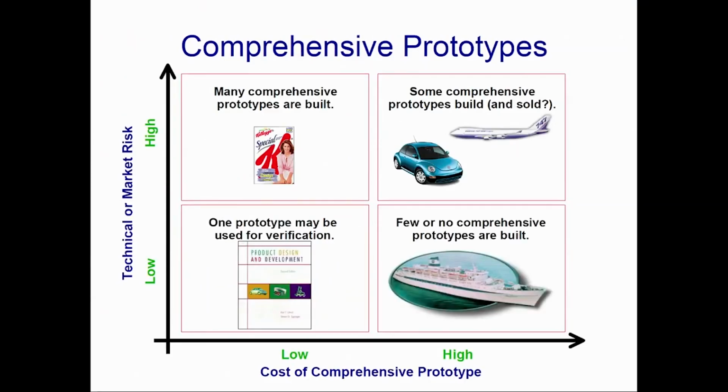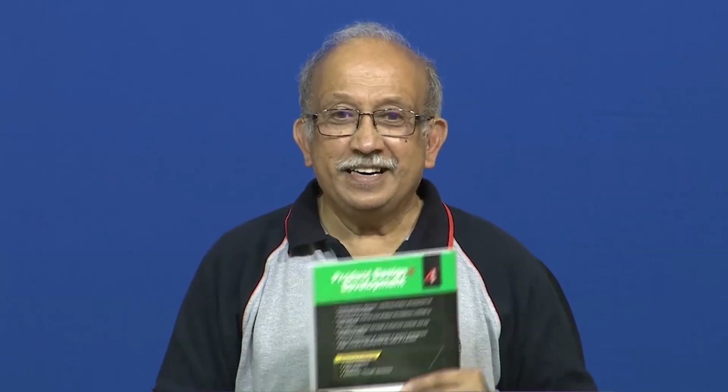So, we have technical or market risk versus cost of comprehensive prototype. You can read the matrix yourself. When the market risk is low and cost is low, take this book itself. In this case it is not so much about the contents, because contents are well known. It is more about the format, the picture, how well it is done. This is widely used in graphics and professional things. That is why books designed well sell well.